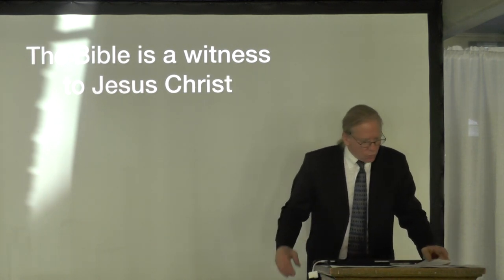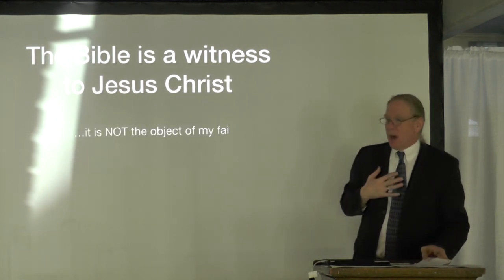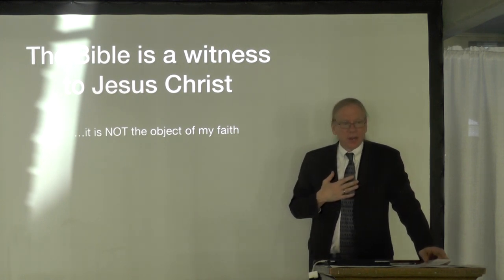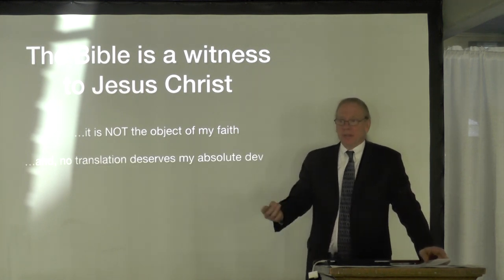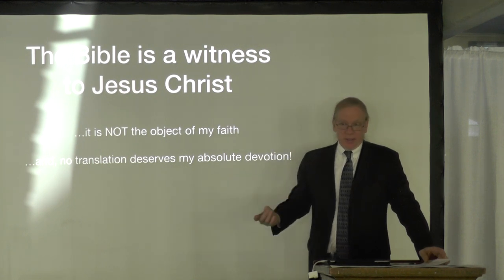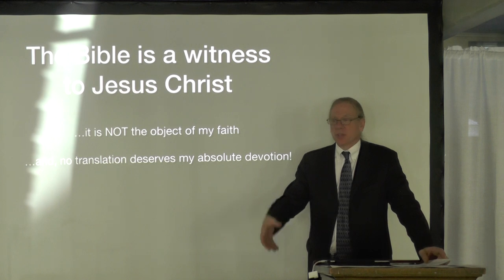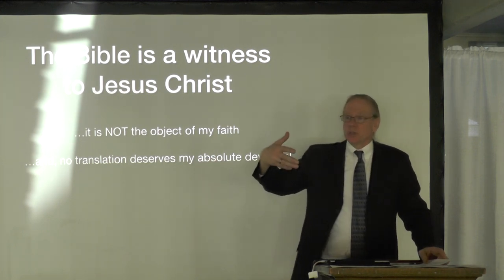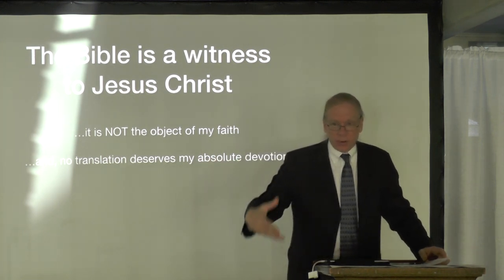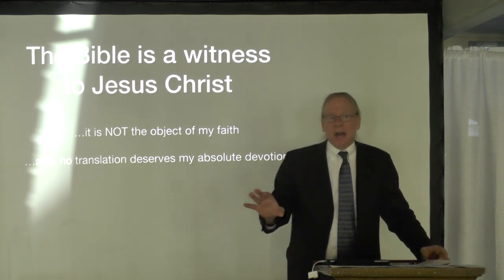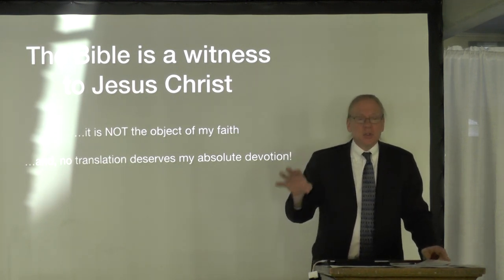So, what is my bias about this? I've obviously been pretty heavy-handed here. I've indicated to you that I believe that the Nestle Aland, the United Bible Society Greek texts, are much closer to the originals than the Textus Receptus, which is what was used by the King James Version and is still used to this day in translating the King James Version of the Bible. I think that it's just not as accurate.